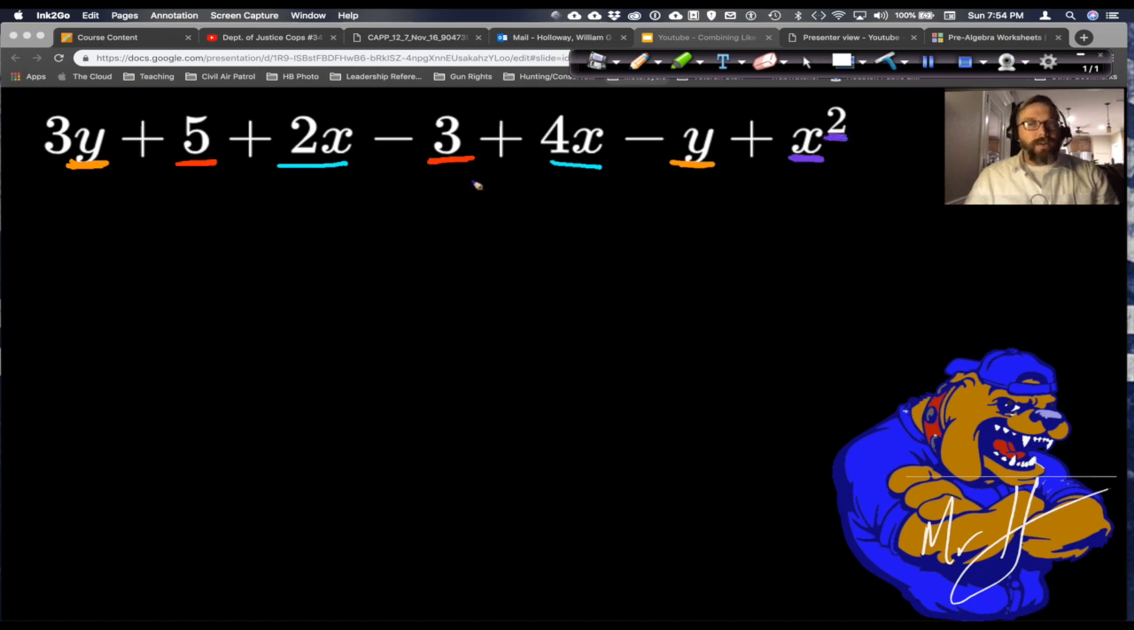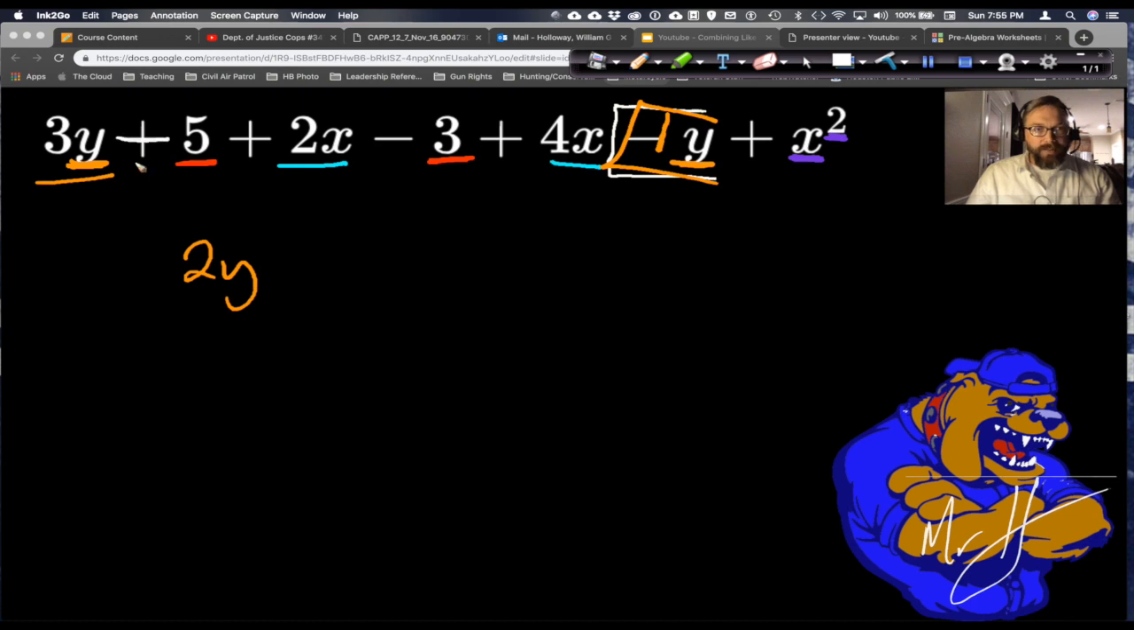So now all we have to do is combine the like terms, and we'll combine them using the operation preceding that term. So we have 3y minus 2y, because that subtraction symbol is in front of it. So what's 3 minus 1? Because remember, we have an understood coefficient of 1. 3y minus 1y. Well, 3 minus 1 is 2y. And now I'm going to go with my next symbol, which is a plus, so my operation.